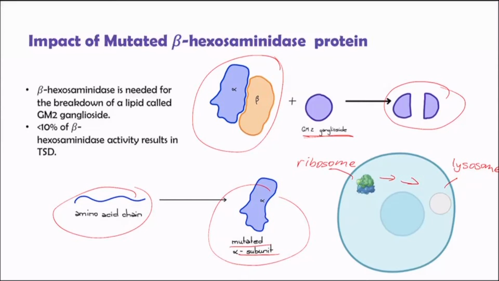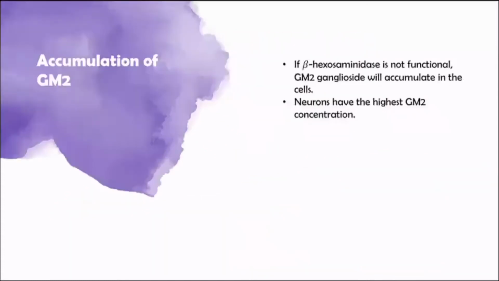Now, what you want to remember is that less than 10% of beta hexosaminidase activity means that you will have TSD. So let's say that you had exactly 9% of the normal beta hexosaminidase activity. You would be less functional than someone who had, for example, 10% of beta hexosaminidase activity. And if I have less than 10% of beta hexosaminidase activity, then I have Tay Sachs disease.